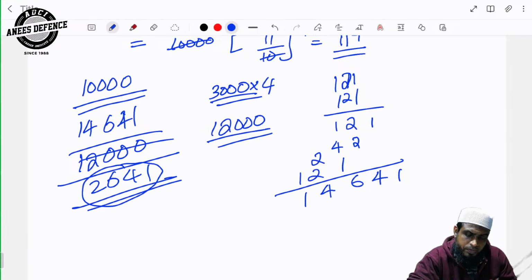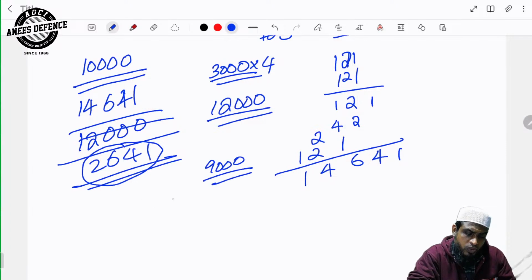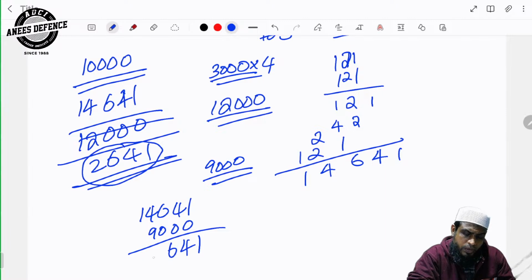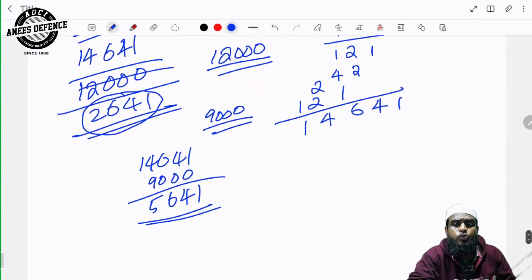Okay. Last year alone, how much should he pay? In 3 years, he will be paying 9,000 rupees. So from 14,641, if 9,000 is cut, 5,641 rupees he should pay in the last year only, considering the installments.